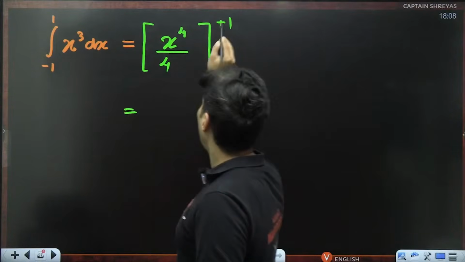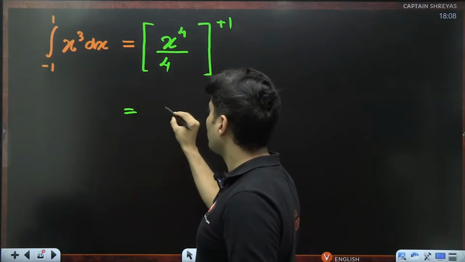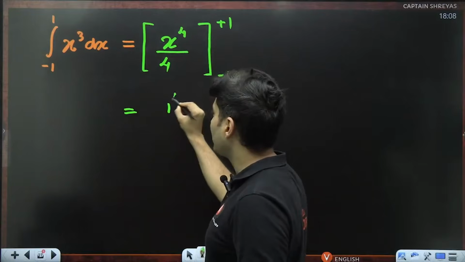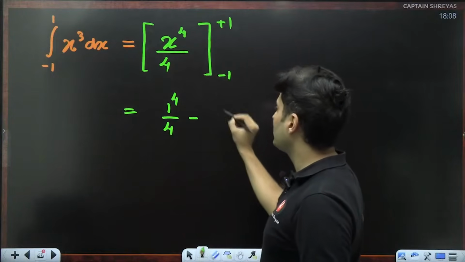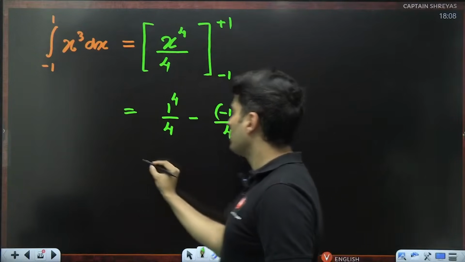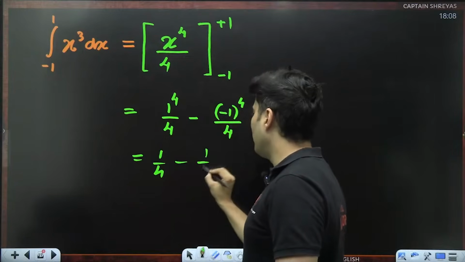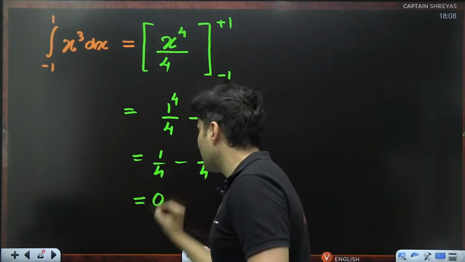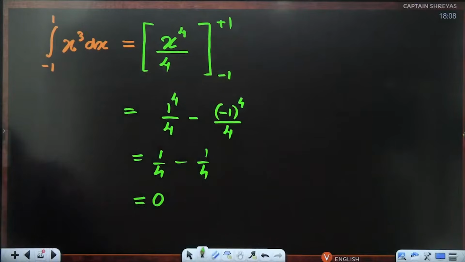Okay, let's start. Always upper one first. Upper is given higher order priority. So 1, you put it instead of x. So 1 raised to 4 divided by 4 minus, you put minus 1 over here, so minus 1 raised to 4 divided by 4. Which is nothing but 1 by 4 minus, this is again 1 by 4. Hence the answer to this is a big fat 0. Just check this out.